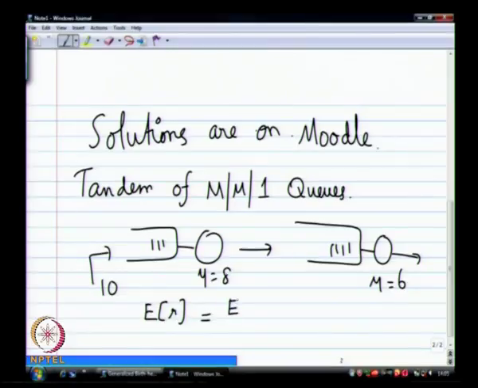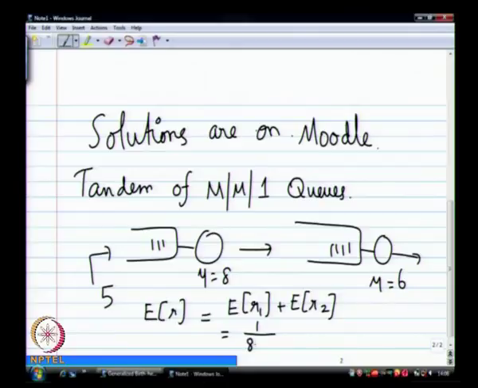E of r is simply the response time in Q1 plus the response time in Q2, right. Therefore this is simply 1 over... or did I get it the other way around? I shouldn't have had this as 10. Let's make this 5. So your lambda should be less than both mu's for the system to be stable, right.